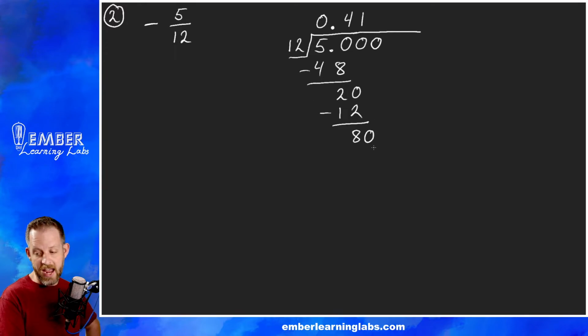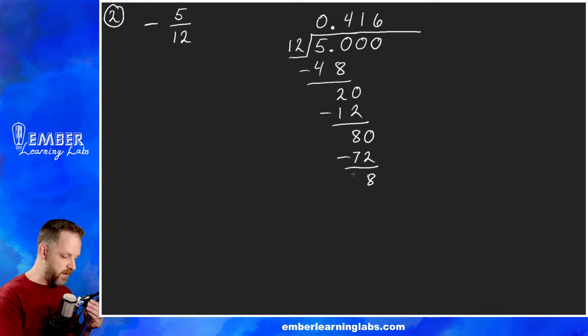12 goes into 80. It goes in there 6 times, because 6 times 12 is 72. I'm going to subtract that. Now, something is going on here. If you've done this before, you may have already figured out what's happening, right?